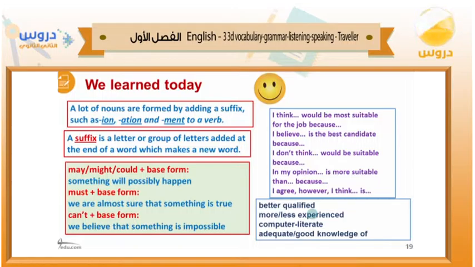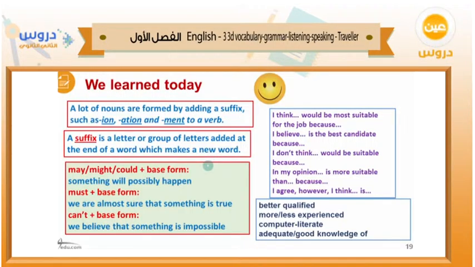Now, what we have done today: we learned a lot of nouns. If we have a verb and we need to change the verb into a noun, we add a letter or group of letters, which we call a suffix, at the end of the verb, and voila, the verb becomes a noun. These suffixes are ion, ation, ment. So what is the suffix? You remember? A letter or group of letters added at the end of a word to make a new word, or change the grammar function of the word from verb to noun, maybe from verb to adjective, and so on.